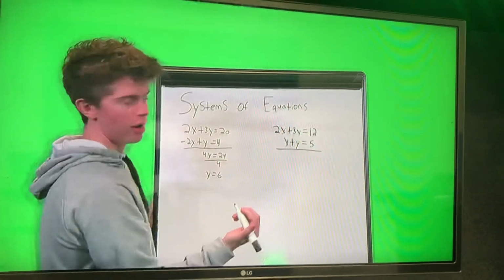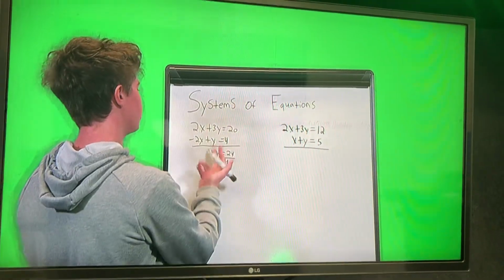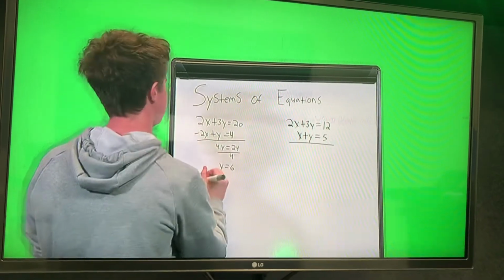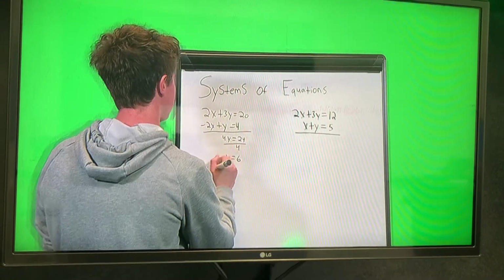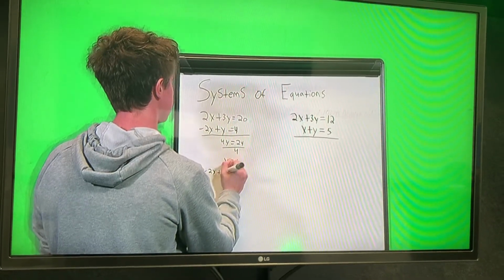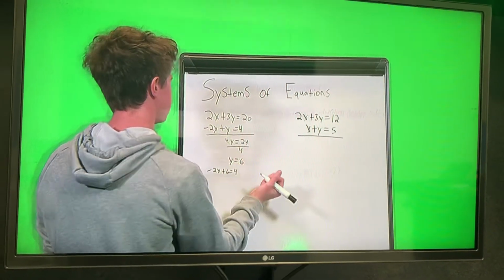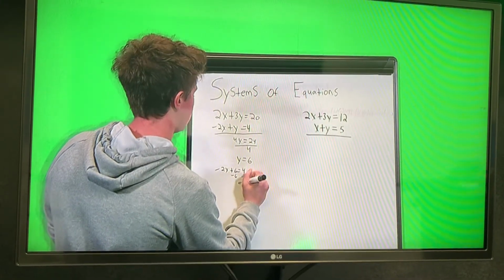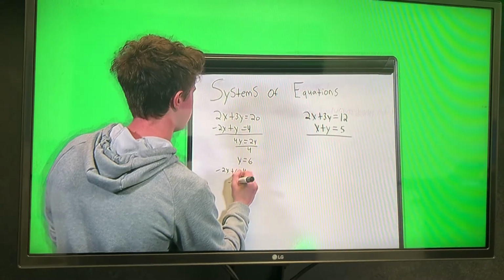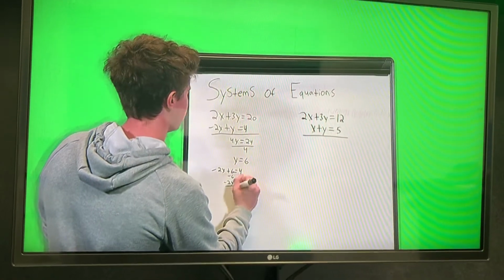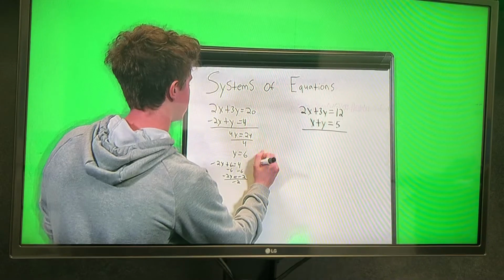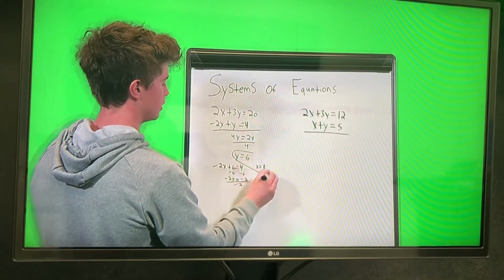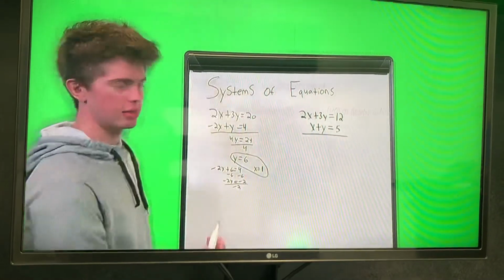So now that we know that y equals 6, we can substitute that back into one of our equations to solve for x. So I'm going to do the bottom equation here, and negative 2x plus 6 equals 4. So then you subtract the 6 and you're left with negative 2 equals negative 2x, divide by negative 2, and you're left with x equals 1. So in this equation, y equals 6 and x equals 1, and that's solved by elimination.